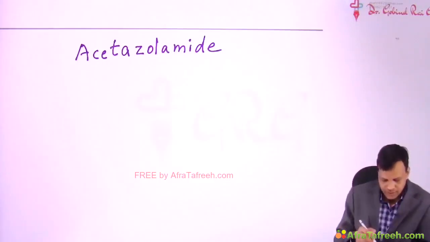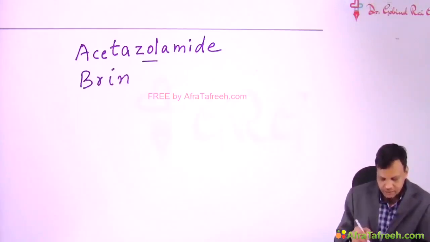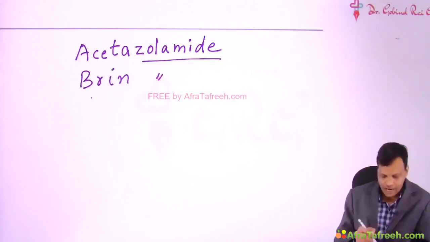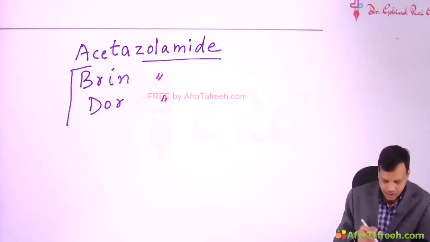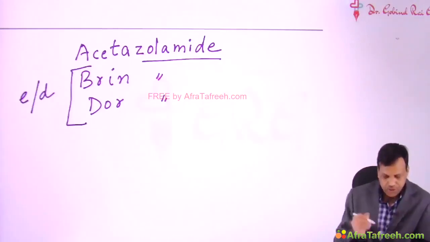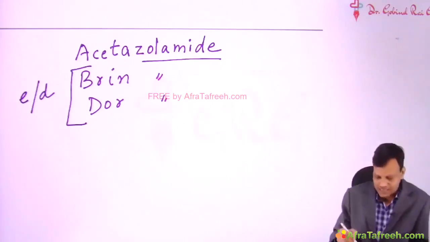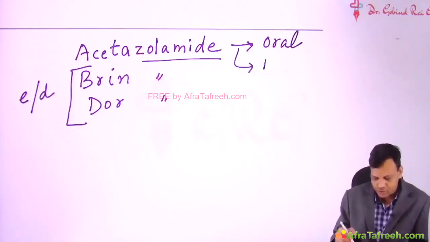Two more drugs are available. These are brinzolamide and dorzolamide. Both these drugs are topical only. They are used as eye drops for glaucoma. Whereas acetazolamide can be given orally or by the injectable route.